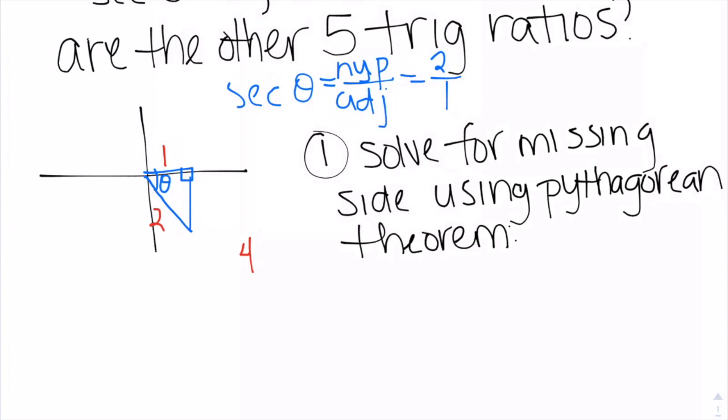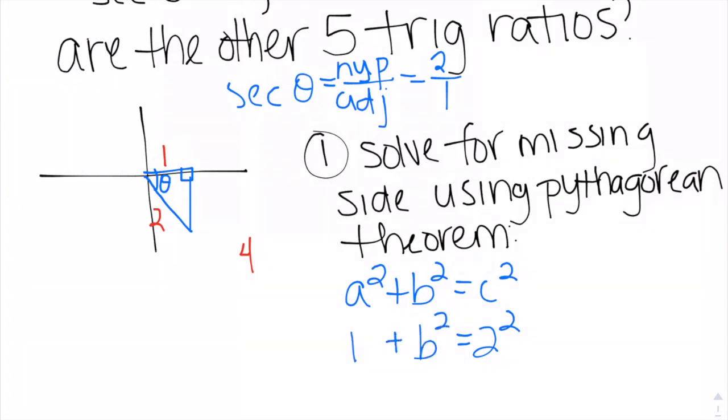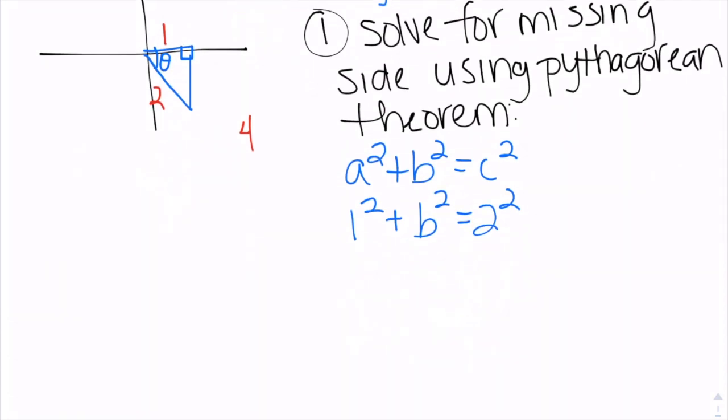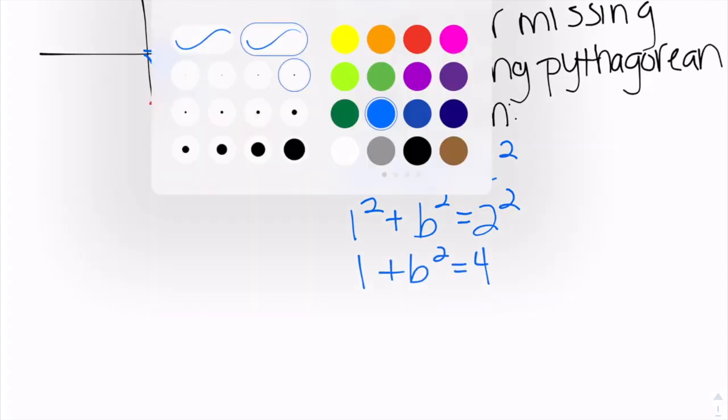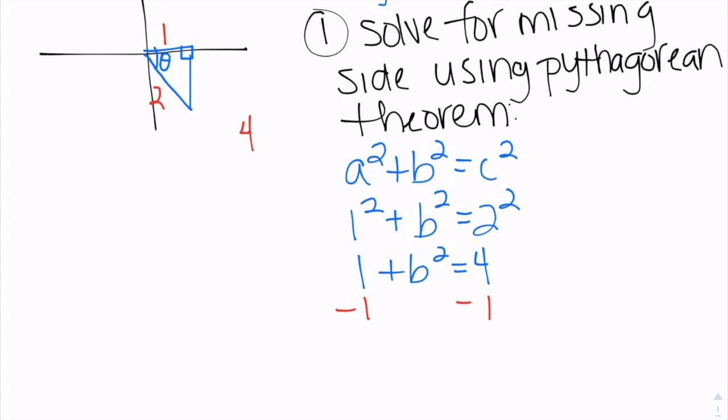So we have Pythagorean theorem is a squared plus b squared equals c squared, where c is always the hypotenuse. So that means this is going to equal 2 squared. We can pick if we have a or b, so I'm going to leave b squared. And then a would be 1 squared. So that gives us 1 plus b squared equals 4. If we subtract 1 from each side, that gives us b squared equals 3.